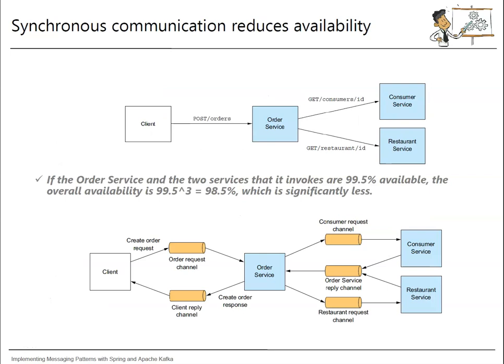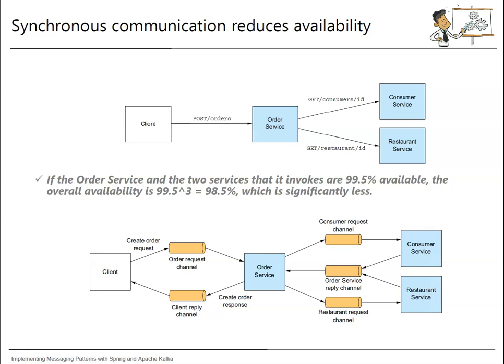Another important point to highlight in relation to synchronous versus asynchronous communication is that synchronous communication reduces the availability of our application. As you can see on the slide, imagine that each service has a 99.5% availability. To calculate the overall availability of all these calls, we take this number, 99.5, to the power of 3, which results in a general availability of 98.5 for our use case, something much smaller than the initial 99.5.